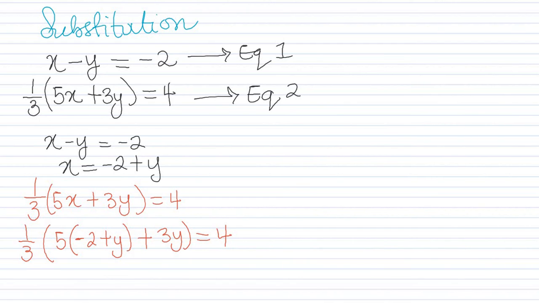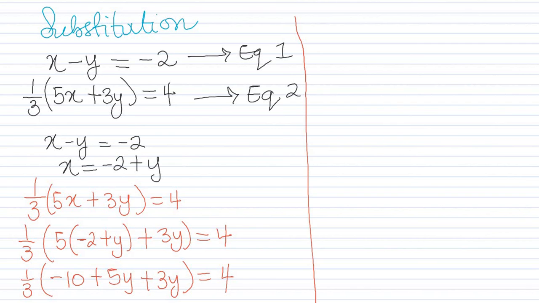So that will be 1 over 3. When you expand this, you have 5 in front and you're expanding it. So 5 times -2, that's -10. 5 times y will be positive 5y, right? Plus 3y equals 4. So that's that. And then I would write this. So 1 over 3, open bracket, -10 plus 5y plus 3y. So that's -10 plus 5y plus 3y is 8y equals 4.